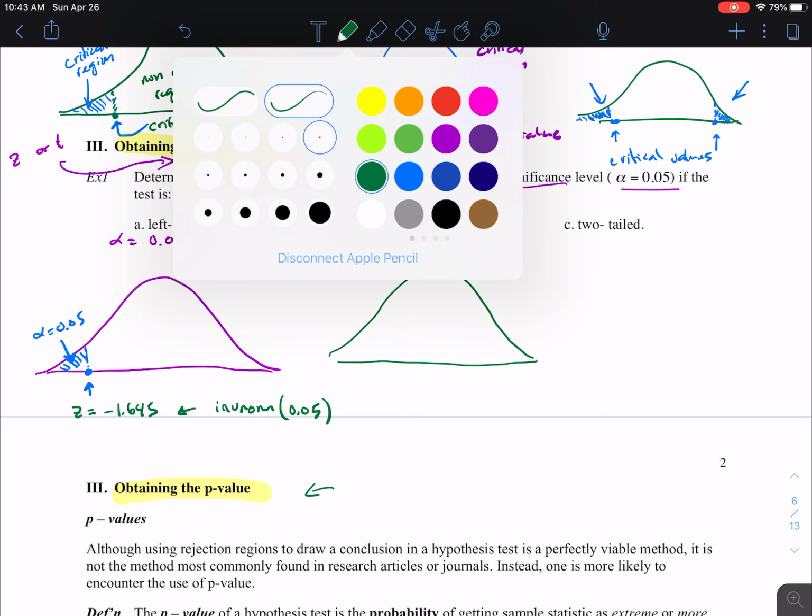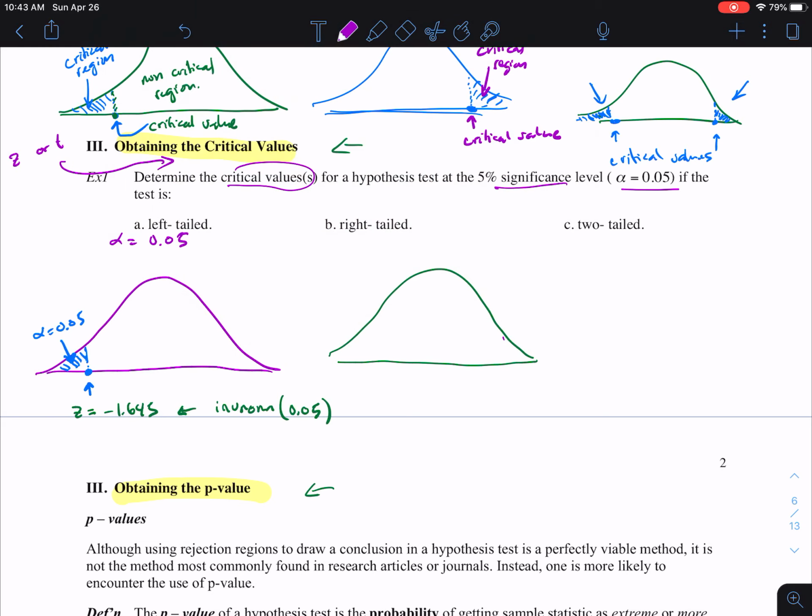If it's a right tail test, then the critical value will be on the right side of the bell-shaped curve. Again, this is alpha equal to 0.05, that area, that probability, and this is the critical value. That critical value will be a positive value, Z equal to 1.645. Again, you can obtain this using normal CDF. Not normal CDF, you can do inverse norm actually. You can do inverse norm of 0.95, and that should give you it.